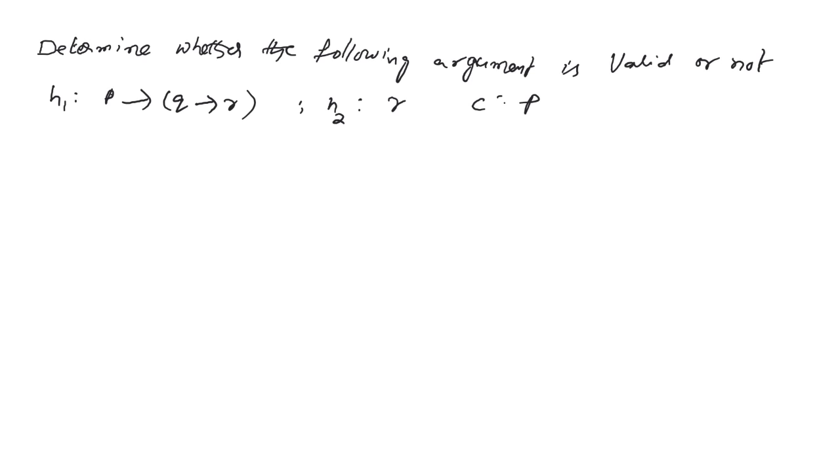Determine whether the following argument is valid or not. That means whether the statement C logically follows from the remaining premises or not. That is to see whether H1 and H2 implies C, or logically implies C, or not.